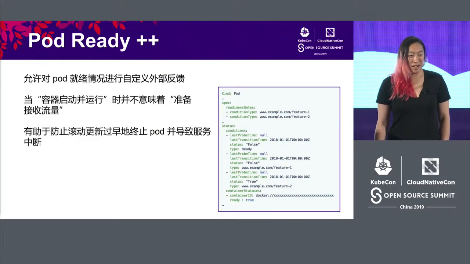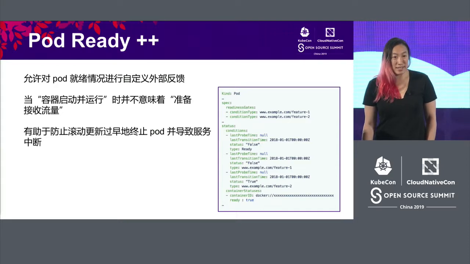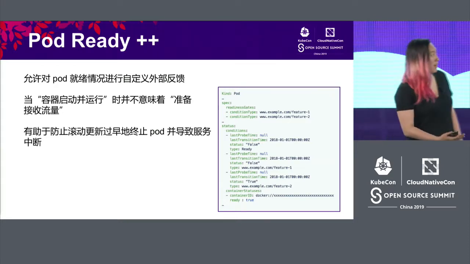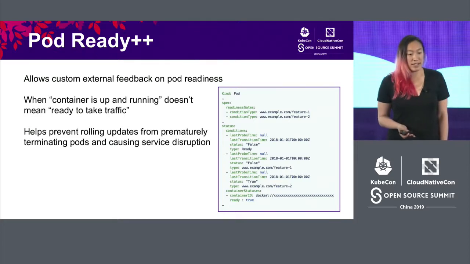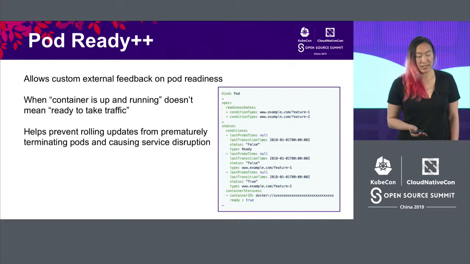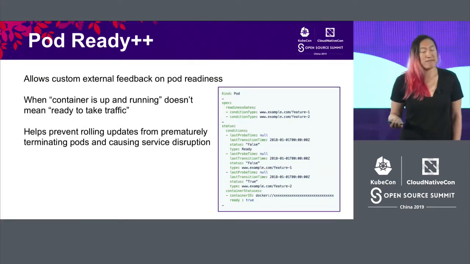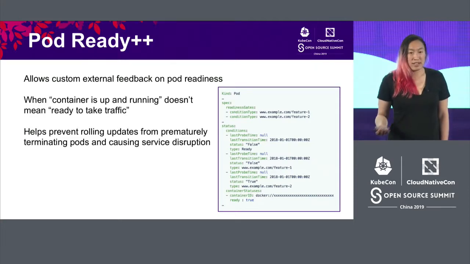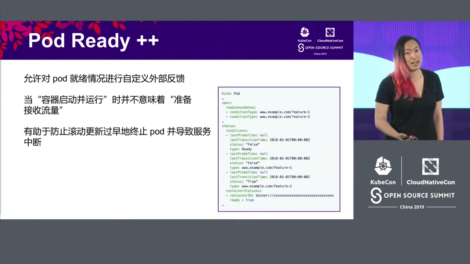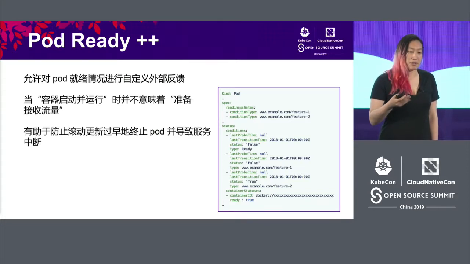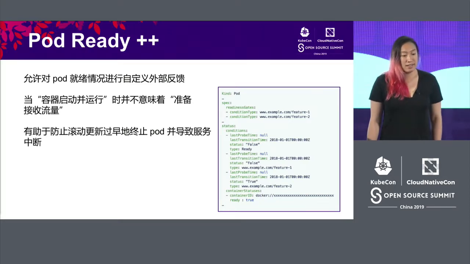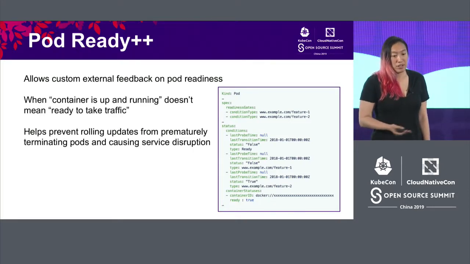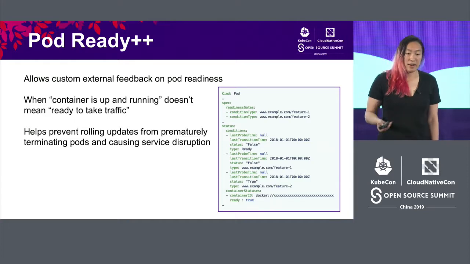Another exciting thing is PodReady++. It allows custom external feedback on pod readiness. This is an example of how you might want to define it. So this is for a very practical case of when your container is up and running, it doesn't mean that it's ready to take traffic. You might have a dependency on something external, like creating a load balancer, waiting for the network stack to come up. So your container is running, but you can't actually send traffic to it yet. So you want to give it the cluster feedback so that your rolling updates won't take down the old pods until the new pods are truly ready. So this is an example of how you might have two extra conditions for defining that the pod is ready.